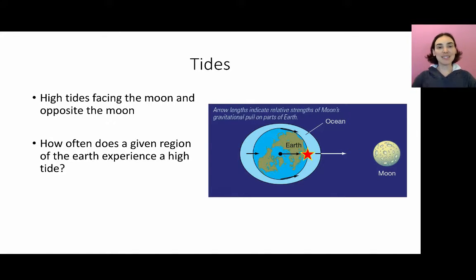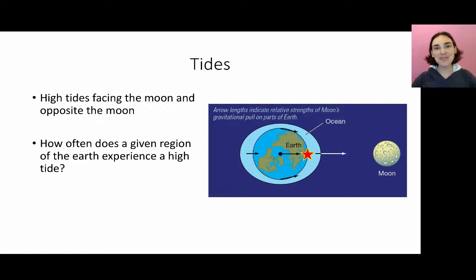So based on this, how often does a given region on Earth experience a high tide and a low tide? Well, you can see, since we're rotating once per day, we're going to be facing the moon and facing away from the moon once each in 24 hours, and therefore we'll have 2 high tides per 24-hour period.